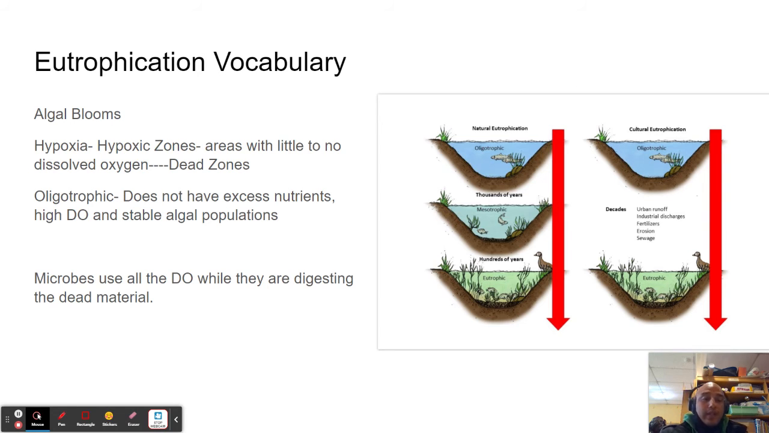An oligotrophic lake is going to be the opposite. It's going to be an area that does not have a lot of nutrients. You have high DO, stable algae populations. Okay. Microbes, once again, use all the dissolved oxygen. They have a higher affinity for oxygen than we do. We need it around, big fish need it around, let's say 7. But meanwhile, these microbes can live at 1, live at next to none. And they're taking up all of the excess dissolved oxygen.